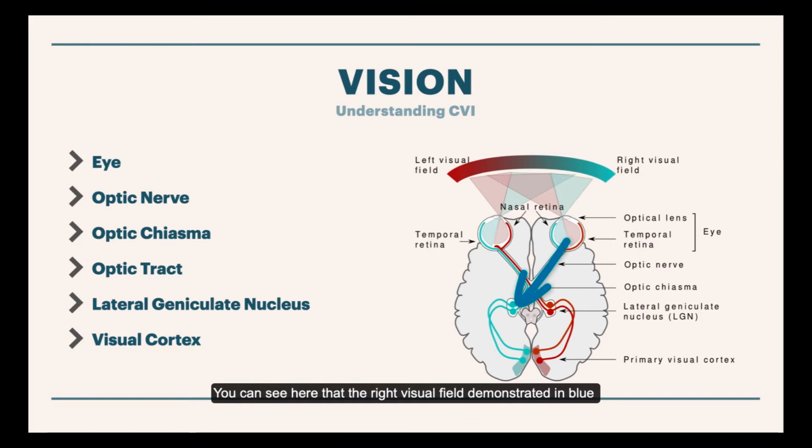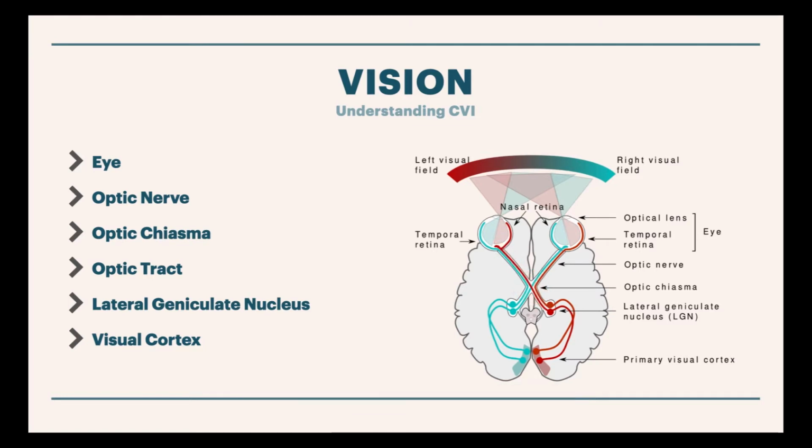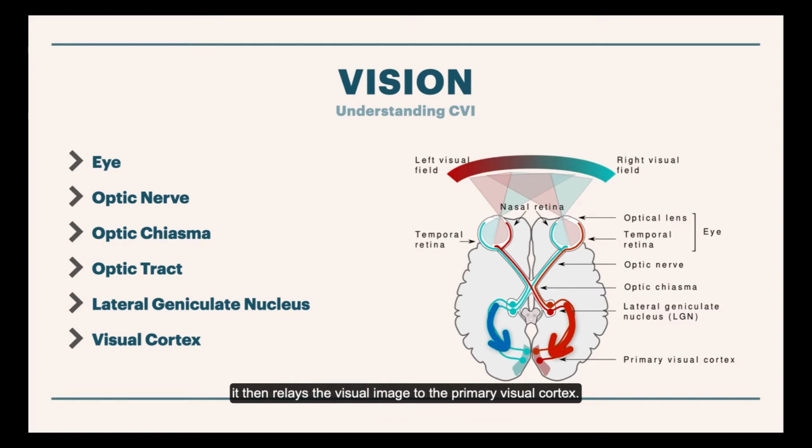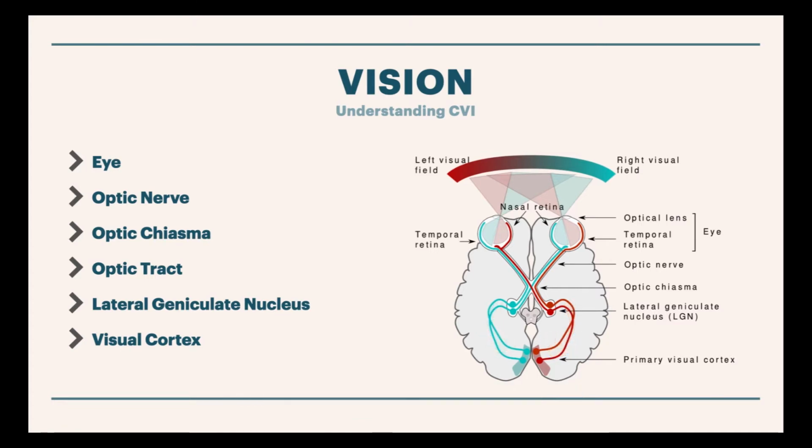You can see here that the right visual field, demonstrated in blue, splits and goes to the left optic tract, or the left side of the brain, and the left visual field, shown here in red, is on the right optic tract, or the right side of the brain. As the message continues through the lateral geniculate nucleus, or LGN, in the thalamus of the brain, it then relays the visual image to the primary visual cortex. Your eyes and brain are doing so much work every time they see anything in your world around you.